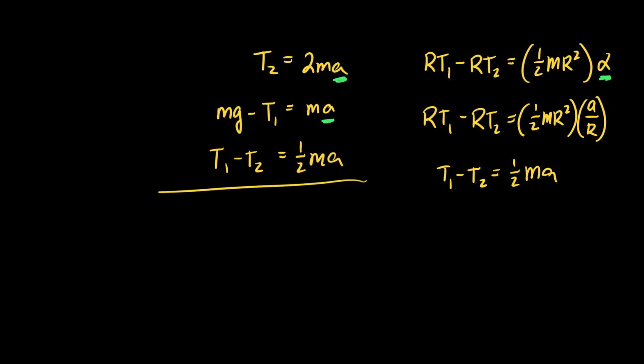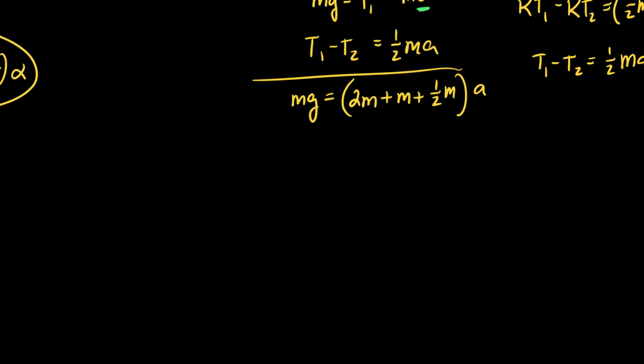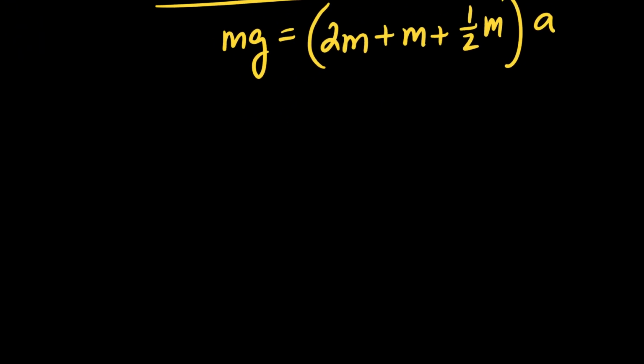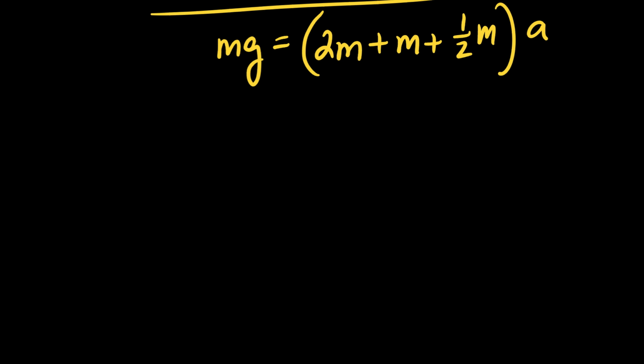So I'm going to add all these together. The left side just becomes mg. The right side becomes 2m plus m plus 1/2 m, all times a. Everybody good? Please look closely here so that I can show you some. Obviously, the unbalanced force was still the weight that was hung off the table.